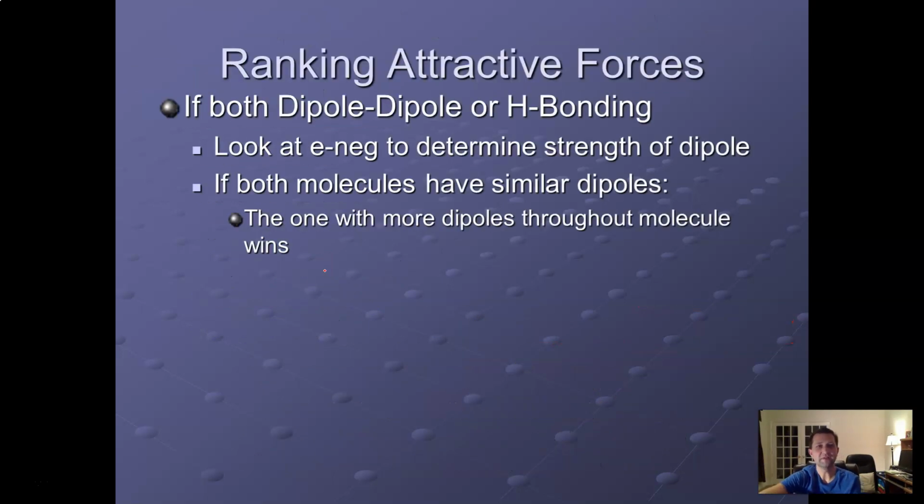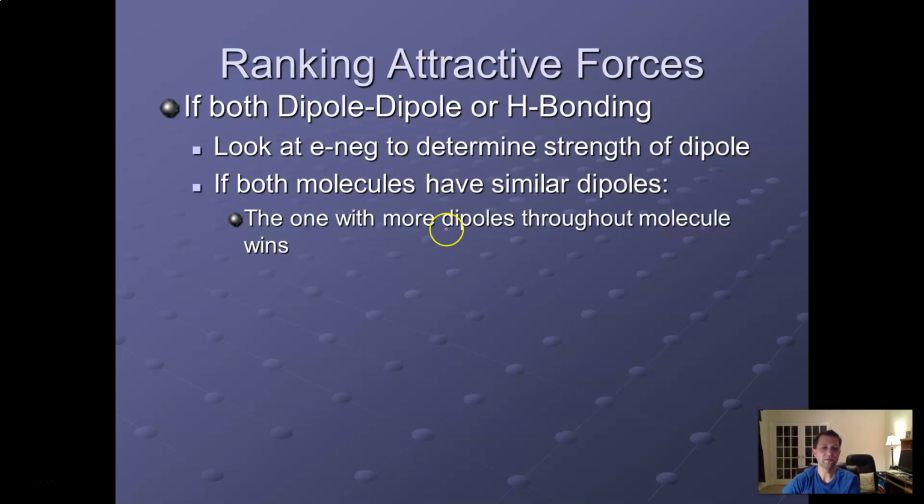Okay, so if both have dipole-dipole or hydrogen bonding, look at electronegativity to determine the strength of your dipole. If both molecules have similar dipoles, the one with more dipoles will have a higher force of attraction. So if you have two structures that are polar, look at the electronegativity difference and see which one is more polar. The one that's more polar is going to have a stronger intermolecular force.